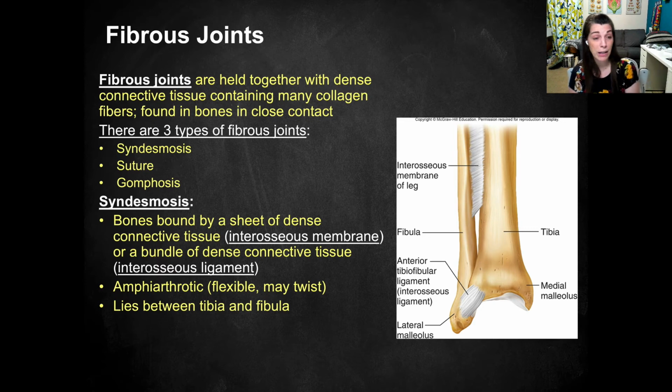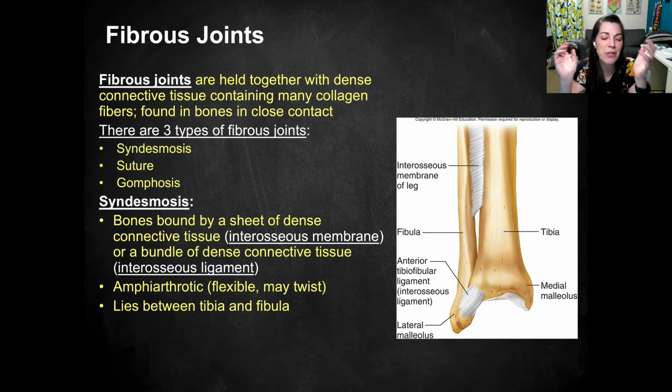All right. Fibrous joints. Fibrous joints are held together with dense connective tissues, primarily collagen fibers. And you find them between bones that are in close contact with one another. And there are three types of fibrous joints. There's syndesmosis joints, which are bound by a sheet of dense connective tissue, or a bundle of connective tissue. And so they can twist a little bit, but they're basically stable.